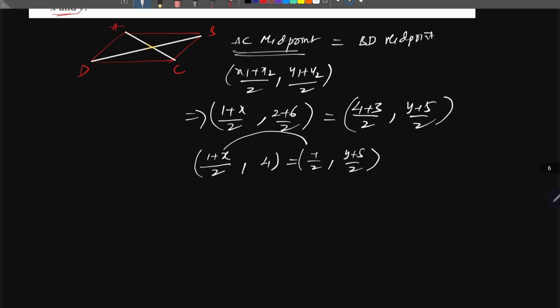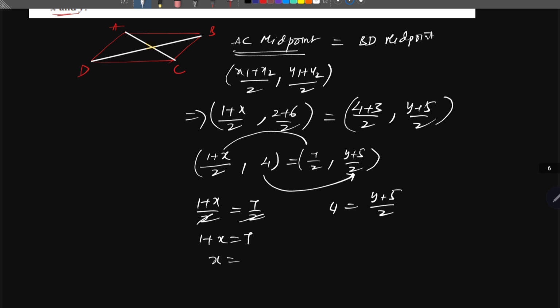So now we equate the x coordinate to the x coordinate, y coordinate to the y coordinate itself. So 1 plus x by 2 is equal to 7 by 2, and 4 is equal to y plus 5 by 2. So then the 2s cancel, 1 plus x is equal to 7, x is equal to 7 minus 1, 6. And cross multiplying, we get 8 is equal to y plus 5, and therefore y is equal to 8 minus 5, 3.